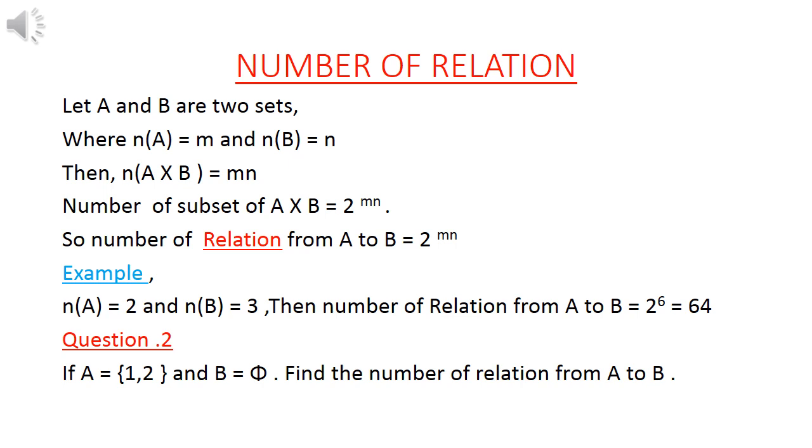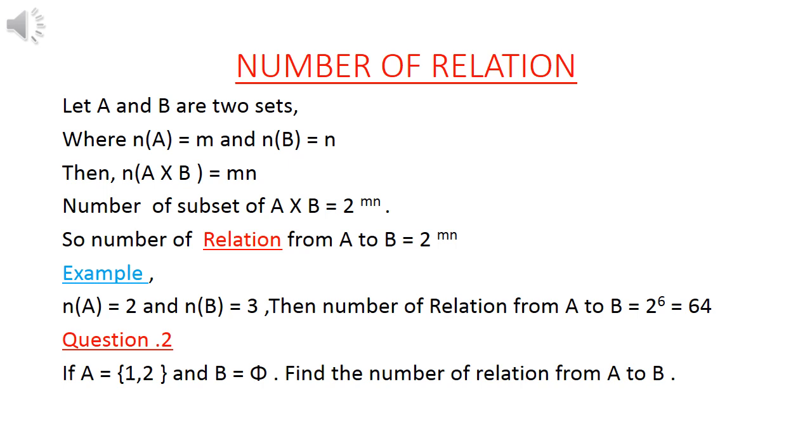Now consider an example. The number of elements of A is equal to 2. The number of elements of B is equal to 3. Then the number of relations from A to B is equal to 2 to the power 2 times 3, which is equal to 2 to the power 6, that is equal to 64. So if A has 2 elements and B has 3 elements, then the number of relations from A to B is equal to 64.